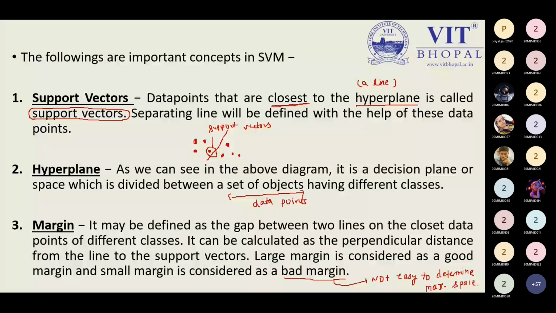Hyperplane is a line that is used to separate the two classes. And support vectors are the data points which are closest to the hyperplane, and these data points are considered under the support vectors term. So these are the three important terms we have to keep in mind. Let us move to some more technical terms in the next slide.